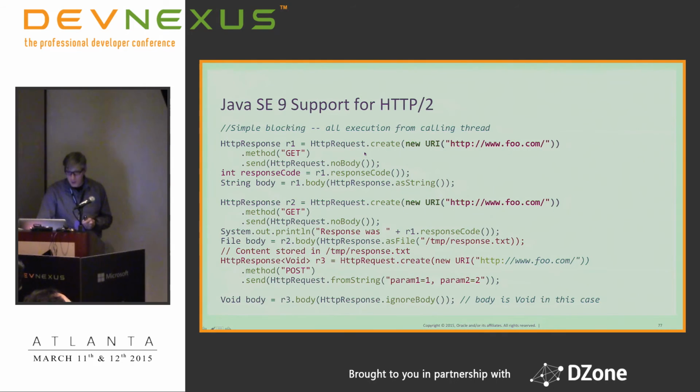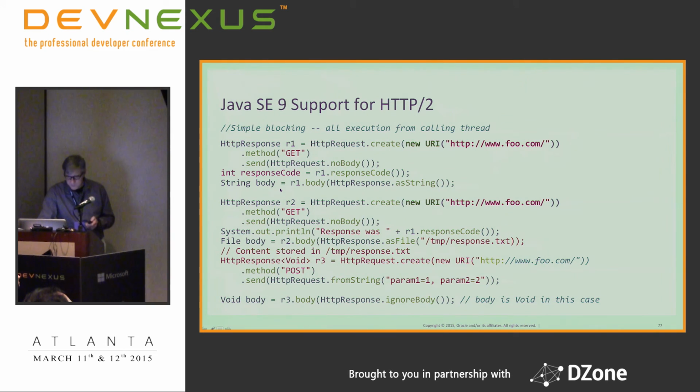So here we're doing request create, again to foo.com. We're setting the method to get, and we're just setting that request. And note, send, that's where the rubber hits the road. That's when the bytes actually start to go out on the network pipe. So we're getting the response body as the string.